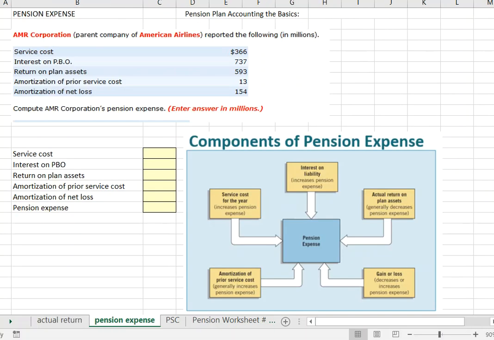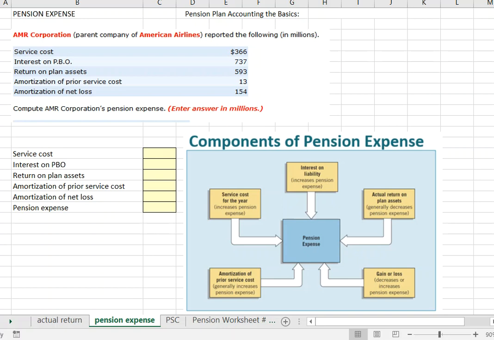Let's walk through another problem that will take a look at how we would calculate our pension expense. Recall the 5 components of our pension expense. The following information is for AMR Corporation, that's the parent company of American Airlines. They reported service costs of $366 million, interest on their pension benefit obligation of $737 million. The return on plan assets during the year was $593 million. We have amortization of prior service costs of $13 million, and we have to amortize a net loss on our pension assets of $154 million.